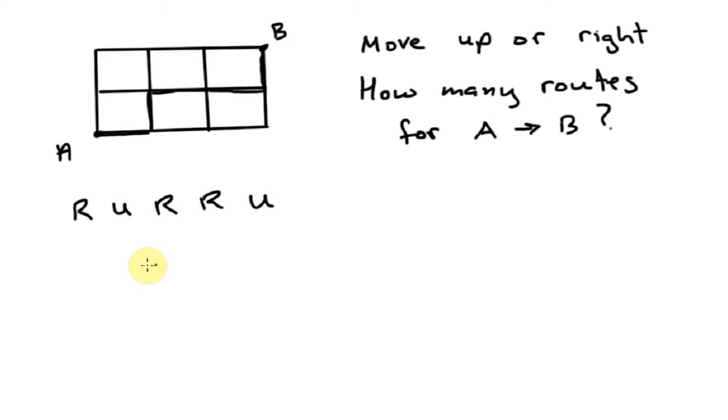Now I could switch this around. I could do another route where maybe I go to the right. Sure, let's start with right, and then we'll go to the right again. In fact, let's go right. Okay, and then we'll go up and up. So that takes us all the way up to B. That's another route. Now the question is, how many routes are there?